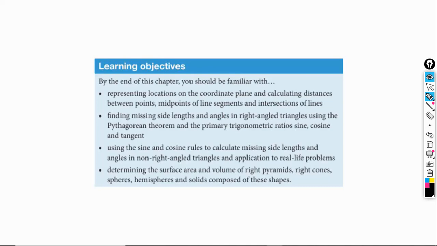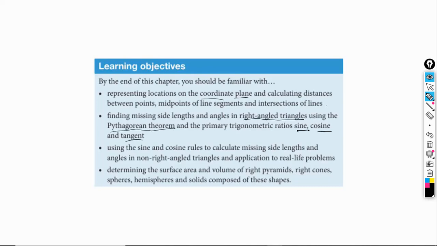By the end of this chapter, you should be familiar with representing locations on the coordinate plane and calculating distances between points, midpoints of line segments, and intersections of lines, finding missing side lengths and angles in right-angled triangles, using the Pythagorean theorem and the primary trigonometric ratios, sine, cosine, and tangent.